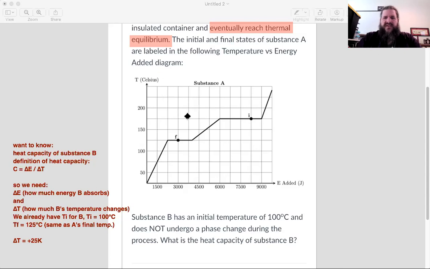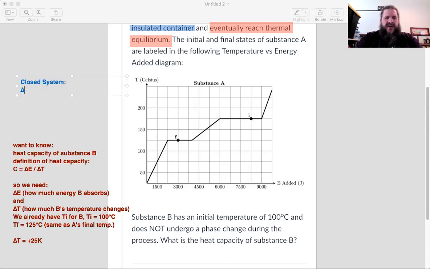Right, it's got to be the same as the change in energy for substance A. And this again goes back to conservation of energy. I think the thing to look for here is that this is an insulated container. Insulated container suggests this is a closed system. These substances are only interacting with each other. There's nothing suggesting any heat is entering or leaving.